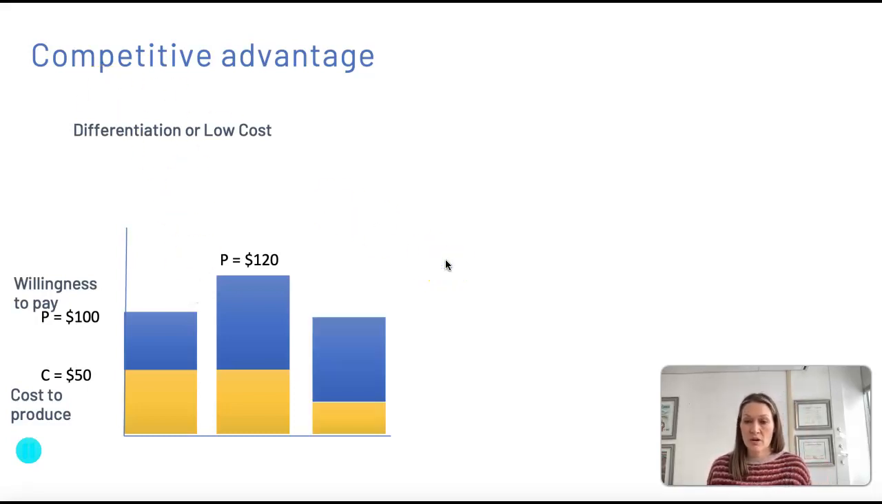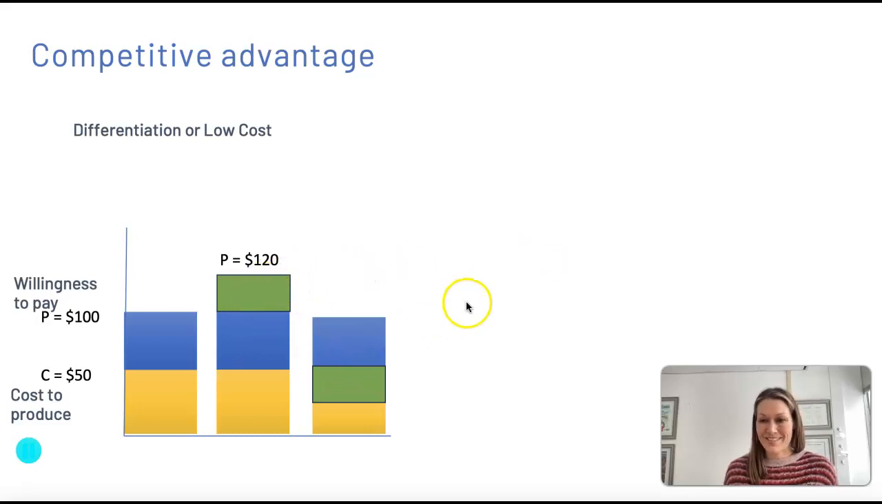On the other hand, you can also create another $20 of competitive advantage, or that wedge between willingness to pay and the cost to produce, through a low-cost strategy. This doesn't mean you're the lowest cost provider of a good or service, but it just means you have some comparative advantage in something you do in a way that lowers your costs. So if you could lower your cost to produce from $50 to $30 and keep your price at $100, then you've still created an additional $20 of competitive advantage. So you can see those two green boxes about the same size.